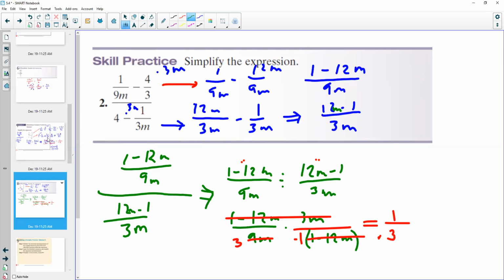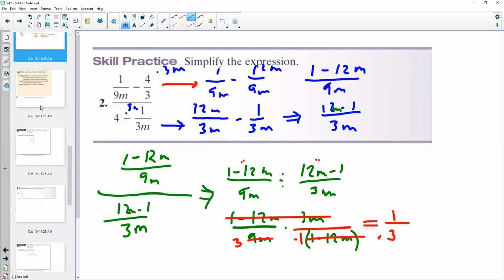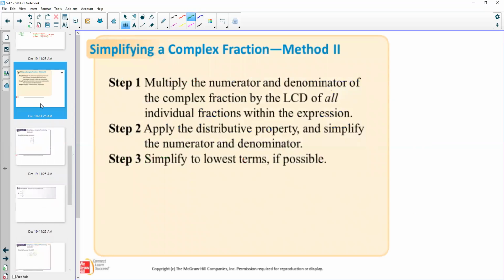All right, so that's method 1. Make one fraction on the top, make one fraction on the bottom, rewrite it as division, treat it that way. Fraction divided by fraction. The second method is a little different. And if the first one works for you, go forth, okay? Don't hurt yourselves. In the second method, you multiply the numerator and the denominator of the complex fraction by the least common denominator of everything. You simplify, and you try to clear out the fractions as much as you can.